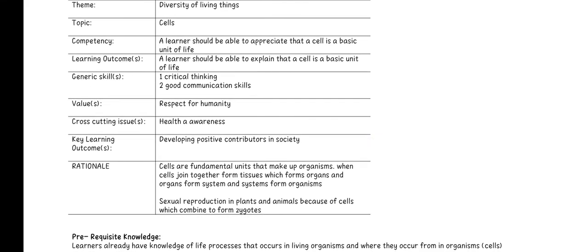Generic skills and values, cross-cutting issues and key learning outcomes. All these are included in the method of teaching that will be indirectly instilled in learners as they go on with the lesson.